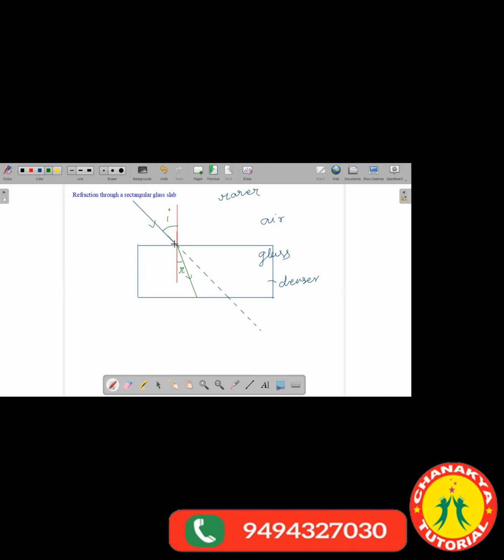So here, this surface was the interface between air and glass. The ray of light was moving from air to glass. Hence, the ray of light bent towards the normal. Anyone having any doubt? Where will it bend?